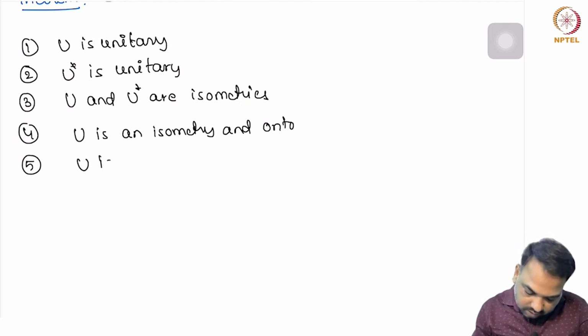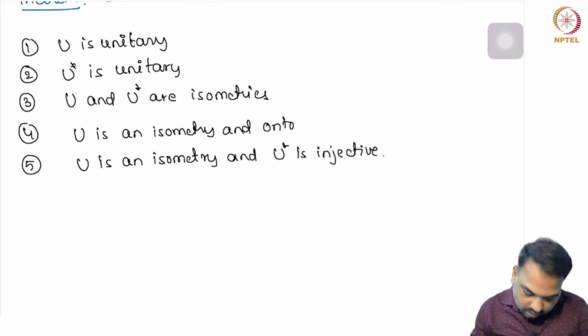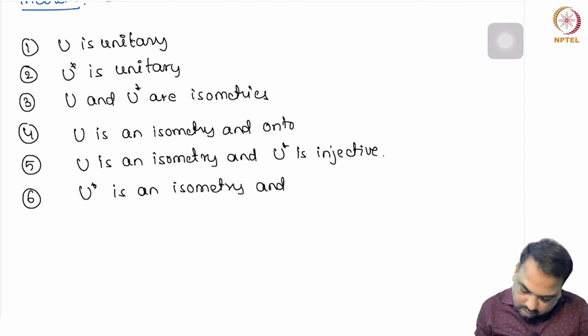This is, U is an isometry and U star is injective, that means null space of U star is 0. And the sixth one is U star is also an isometry and onto.